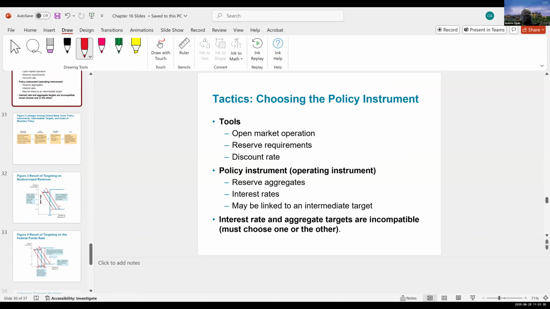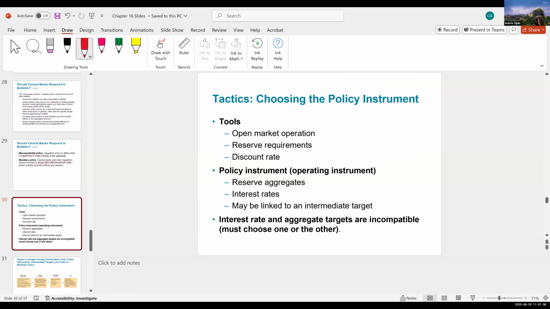So the last thing I want to talk about in this chapter is the choosing of the policy target. The policy target is more like a tactic. The tactic is choosing the policy instrument. The policy instrument is not a tool of monetary policy. The tools of monetary policy we talked about over and over again: open market operations, which you know from our previous discussion in other chapters, the buying and selling of treasury bonds, and the reserve requirement, where the Fed sets a required reserve ratio, say 10%. The Fed can also determine what?